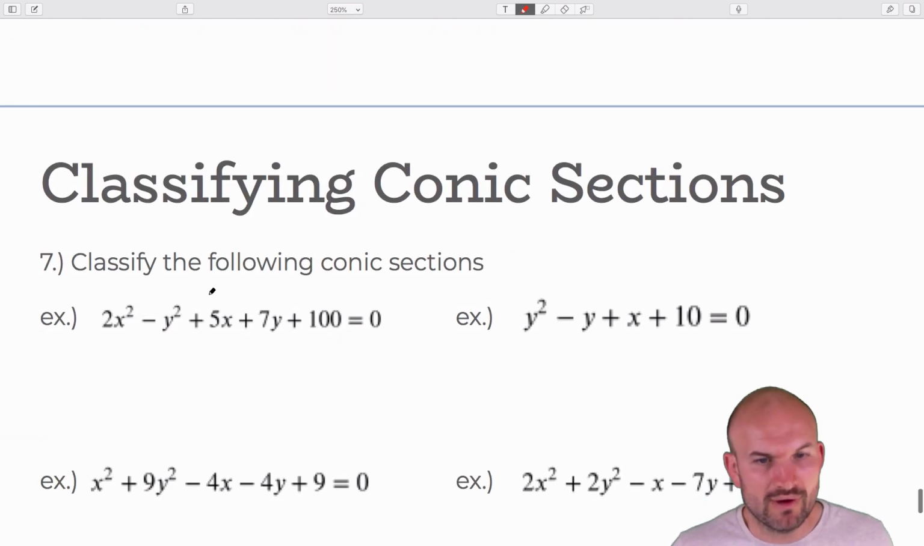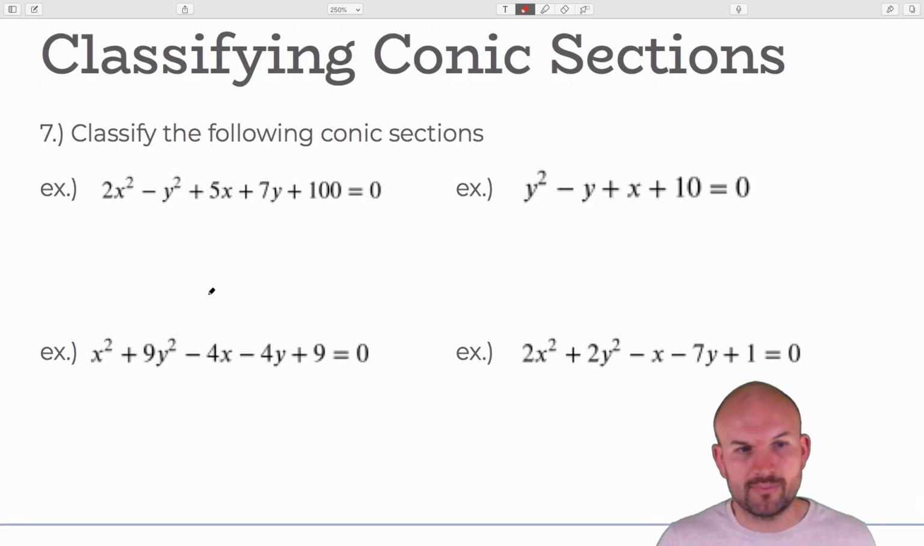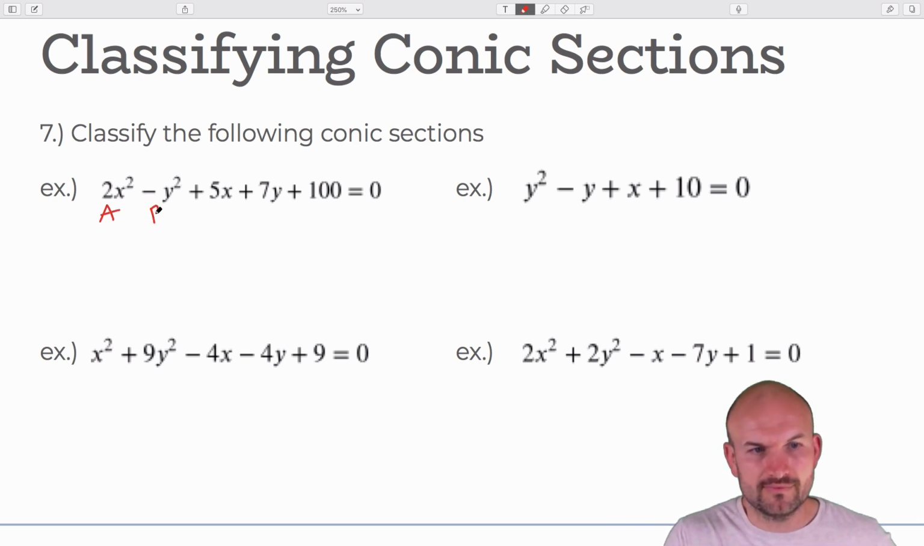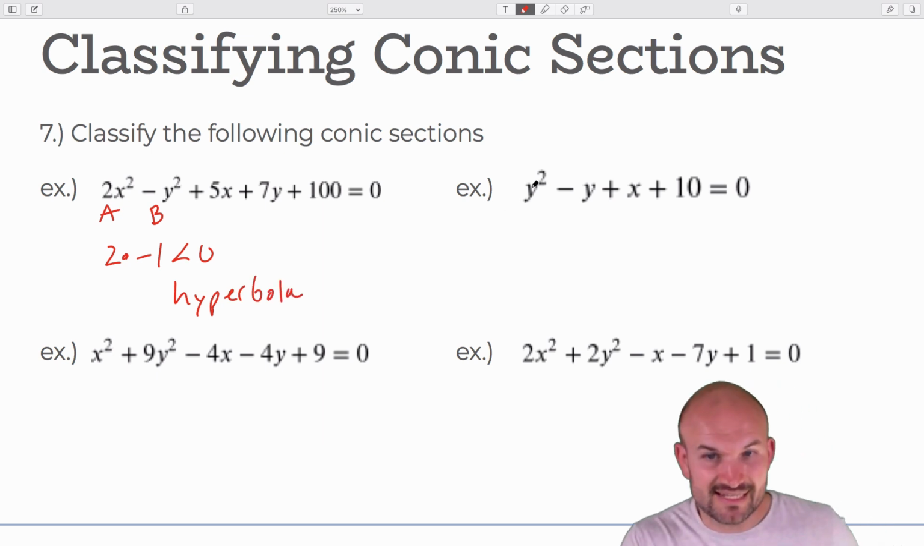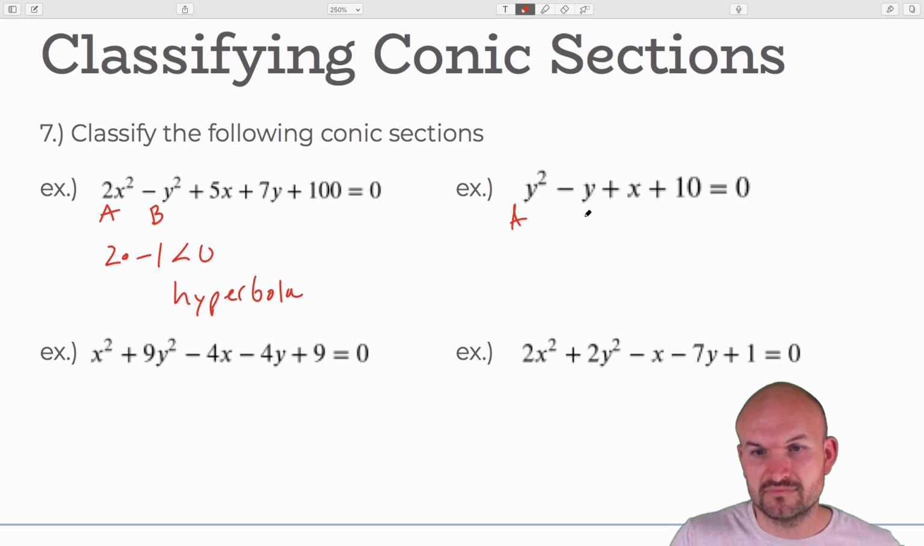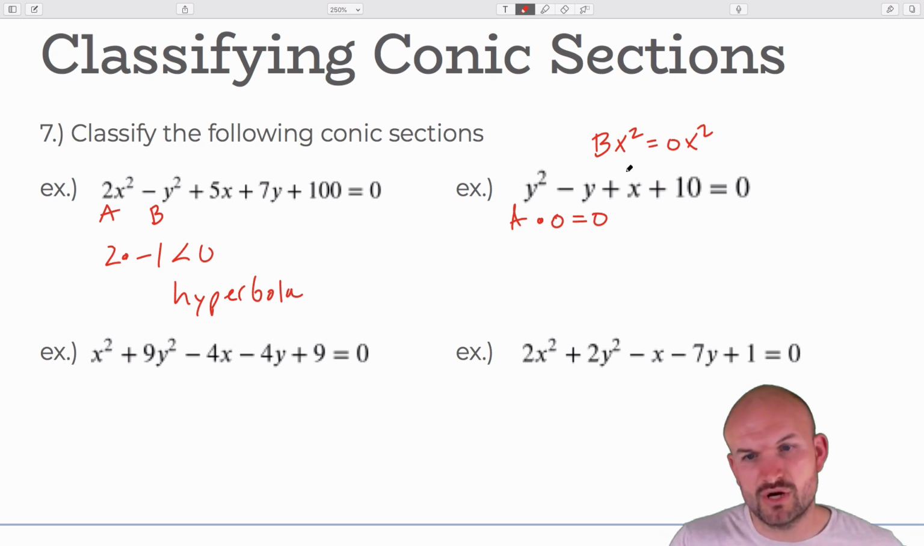So let's go through a quick little classification here to wrap up our lesson. So basically all I want to do is just label our a and our b. So 2 times negative 1 is less than 0. So therefore this is a hyperbola. In this case, here's my a and I do not have a b squared. So this would be a times 0, which is equal to 0, right? Because there is no x squared there. So 8 times 0 equals 0. So therefore, this is a parabola.